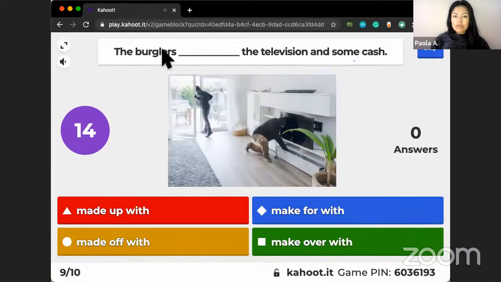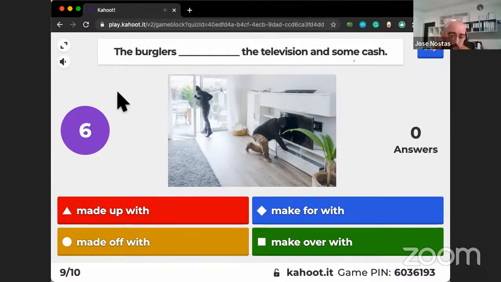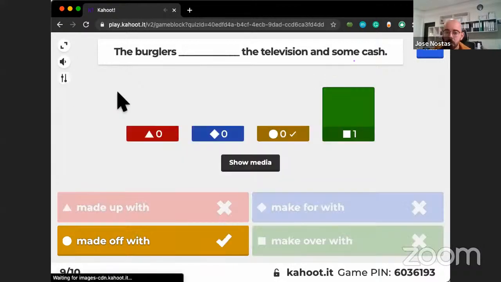The robbers made off with the television and the couch. So they stole. This off is like to take.